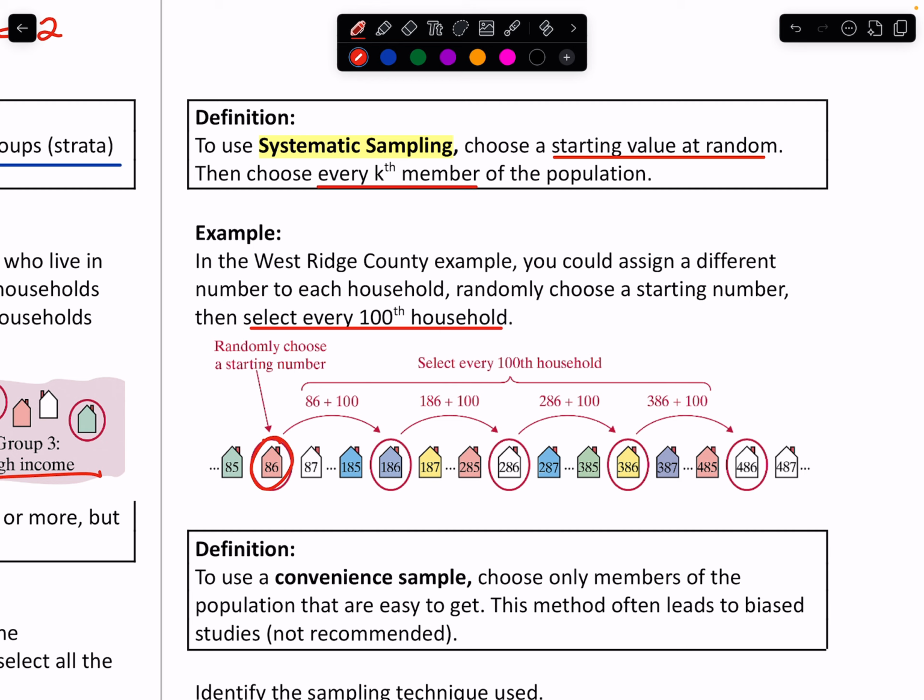So I'm going to skip from 86 up 100, and now we're using 186. Skip another 100, 286, skip another 100, 386, skip another 100, 486, skip another 100, and we get to 586. That's the idea: we start with a random number, and then we use the same jump every time, the same skip number every time. That's what this kth member is referring to. That's your skip number.